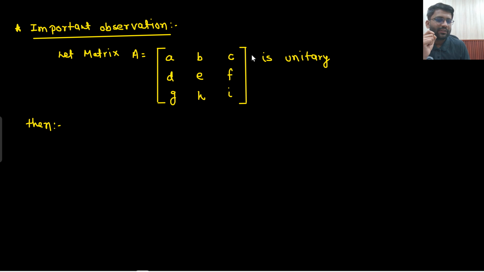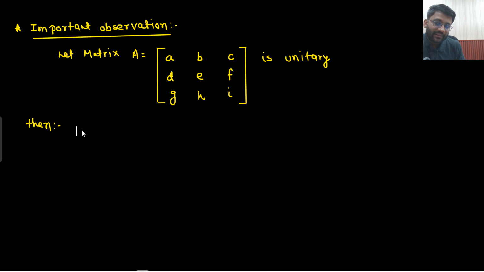a square plus b square plus c square would be equal to 1. d square plus e square plus f square would be equal to 1. g square plus h square plus i square will be equal to 1. a square plus d square plus g square will be equal to 1, b square plus e square plus h square will be equal to 1, c square plus f square plus i square will be equal to 1. So a similar condition will be here as well.